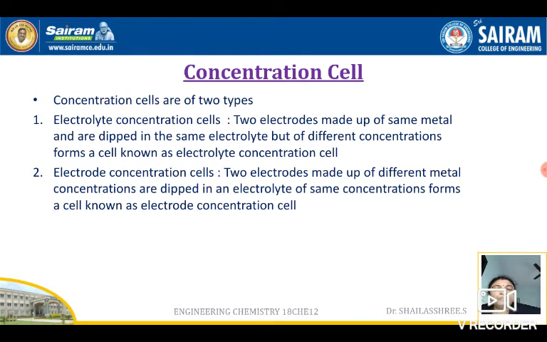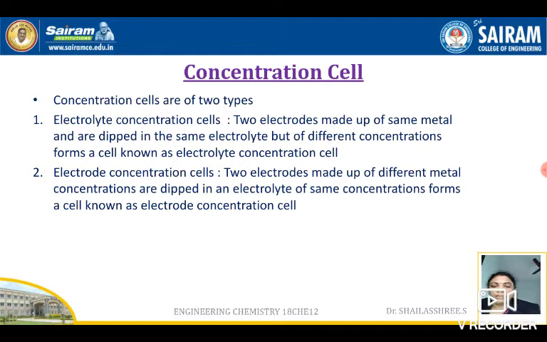Let us see. Two electrodes made up of the same metal and dipped in the same electrolyte solution of different concentrations, which forms a cell, is known as an electrolyte concentration cell. Both electrodes are made up of the same metal. For example, anode and cathode both are made up of copper, or both of silver, or both of nickel.